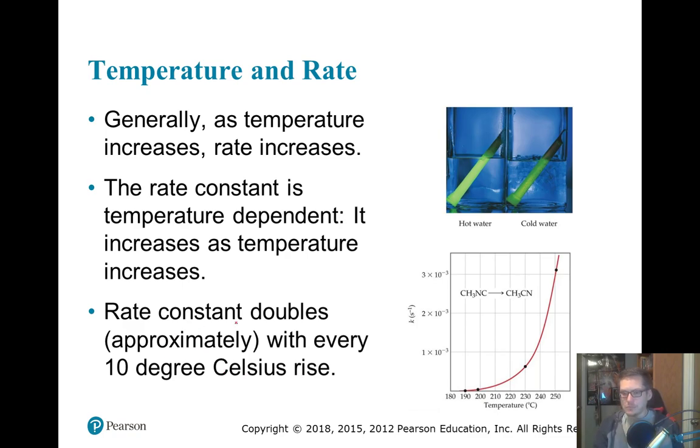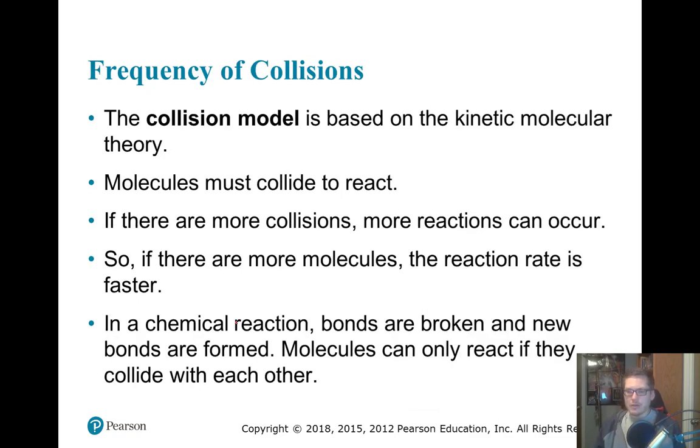Now, the frequency of your collisions. We talked about this when we first talked about reaction rate. This model is really based on the kinetic molecular theory, which we talked about at length when we covered gases. Essentially, in order to react, these molecules have to run into each other. If there are more collisions, there are more reactions. And it's all about whether or not you have effective collisions. These effective collisions result in a chemical reaction: you break old bonds and you form new bonds.